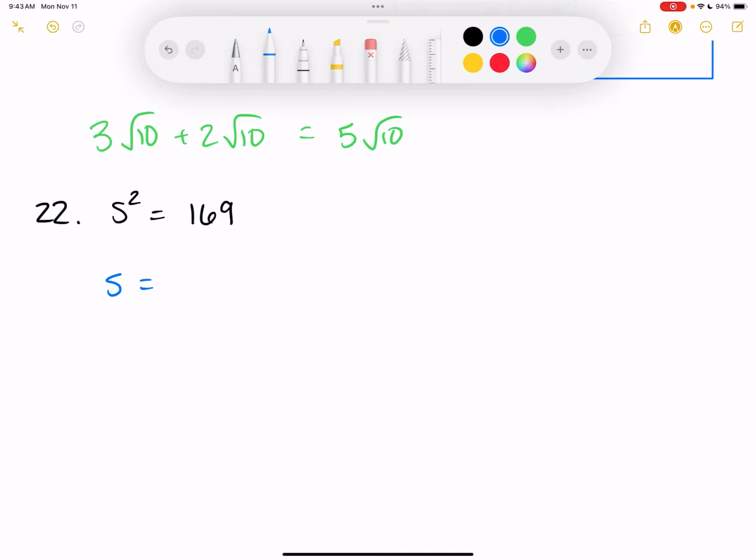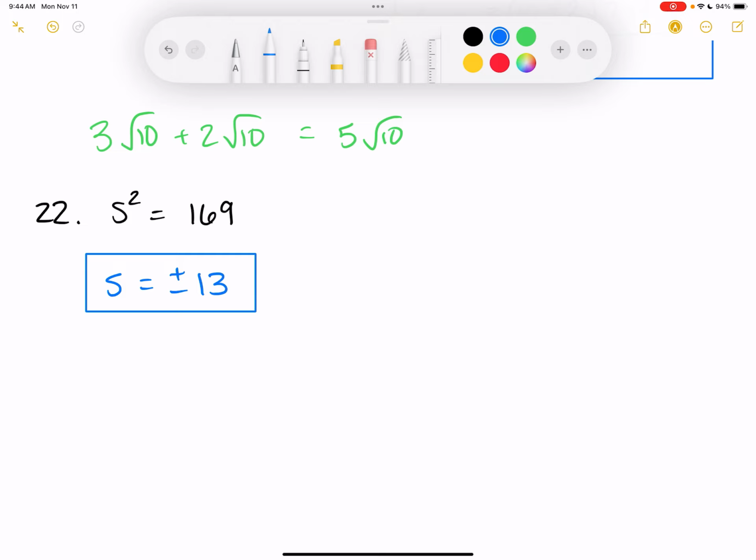Positive and negative 13. When we take the square root in an equation, we have to do plus or minus. So there are two answers. But when you're just doing the simplifying by itself without an equal sign, you don't have to do plus or minus, because you're not taking the square root of both sides.